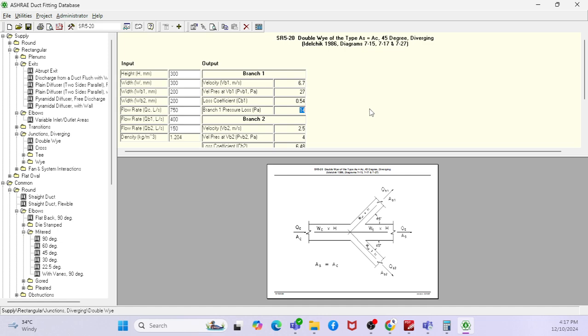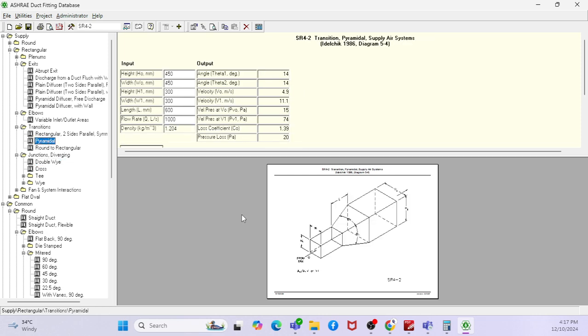You did not use this software before, right? No, I have not. You can go to the transition piece. Say for example, this is one of the transition pieces, a duct reducer. You have to give the airflow rate, height, width, based on your design. Based on the equal friction method, you can size the ducting.